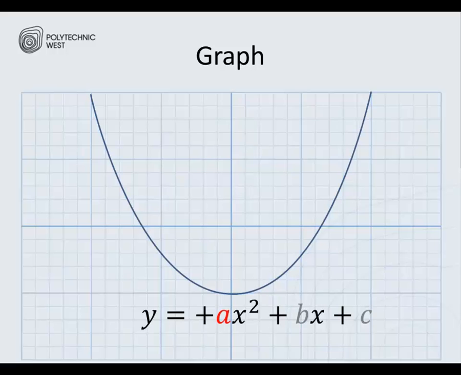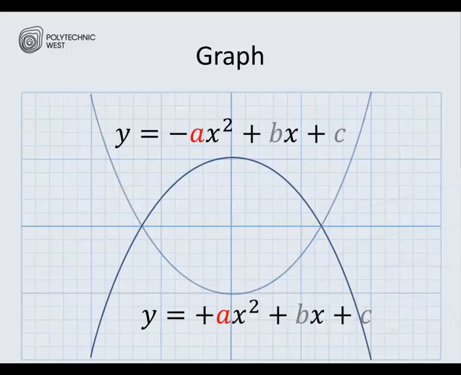Now, a is the value that's multiplying the x squared. When a is positive, the graph for a quadratic goes down and comes back up. This shape, by the way, is what we call a parabola, and it's very useful. We find it all over the place. If, on the other hand, we have a negative a value, then the graph goes up and comes back down.